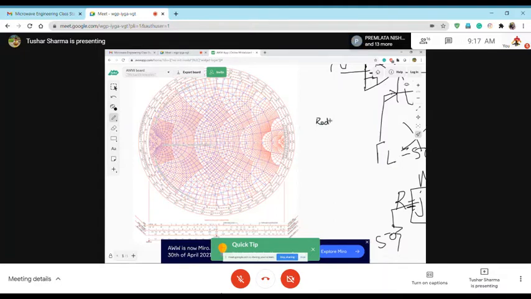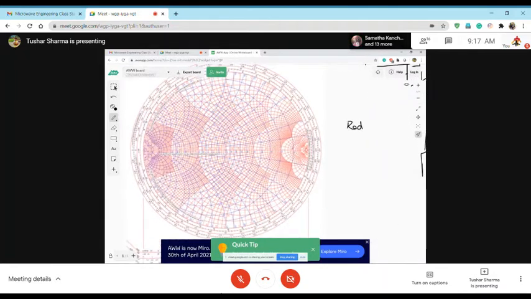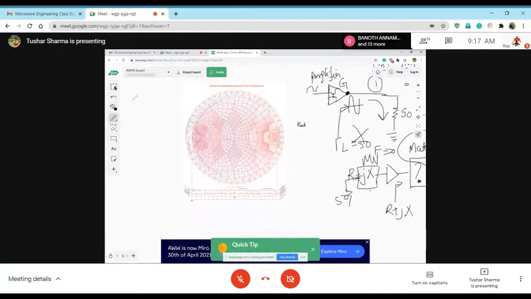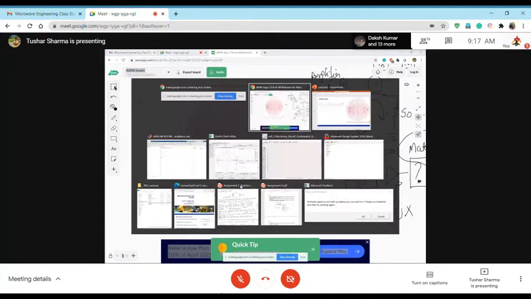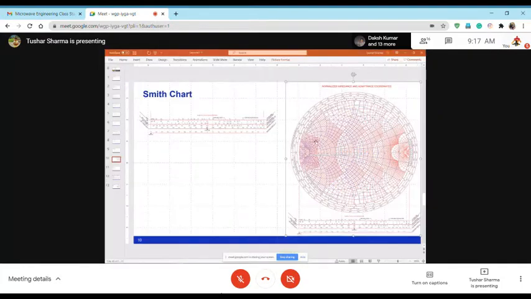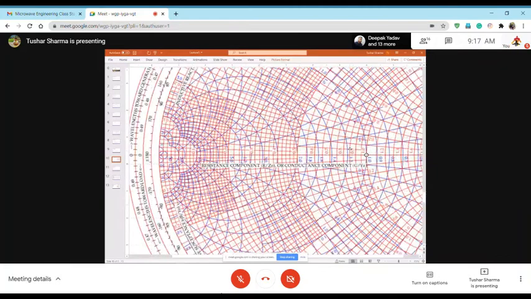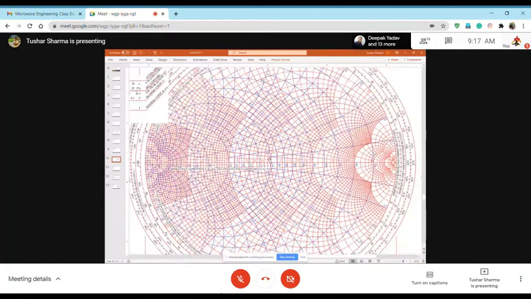Sorry? Clearly. Can you see the Smith chart or no? We can see, but we can't see the lines. Your voice is not clear. I can't hear what you're saying. Hello? Yes, sir. We can't clearly see the lines in the Smith chart. Okay. Can you see in this? Is this better? Yes, sir.